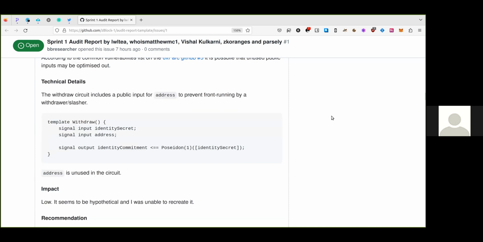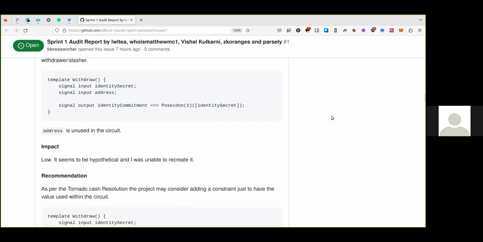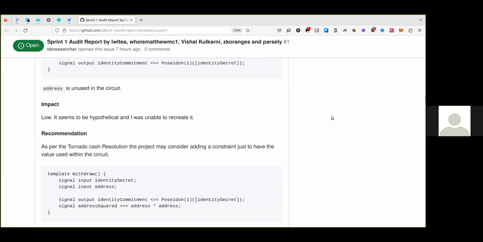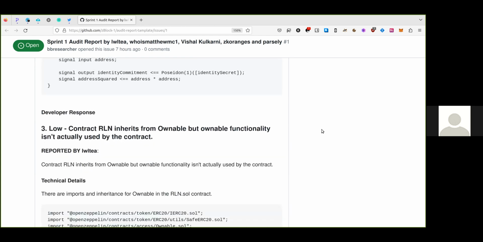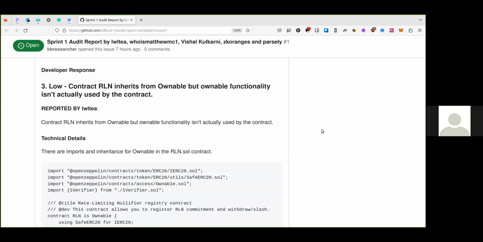Everyone discussed it, although we couldn't really replicate it as it was described in the documentation by the people that had found the bugs. It was better to just mention it than leave it out. So a possible solution would be to do the same as Tornado Cash and just do that address squared solution.